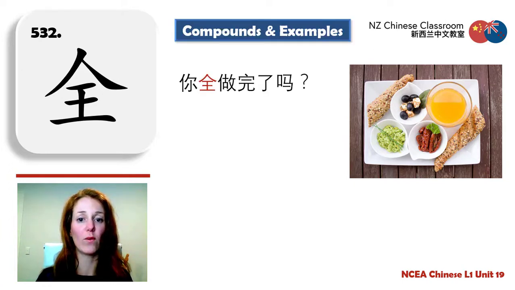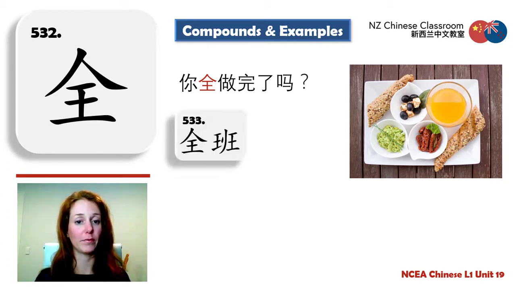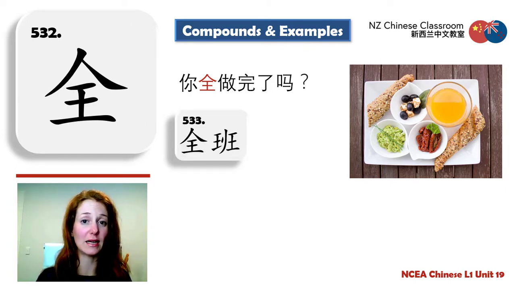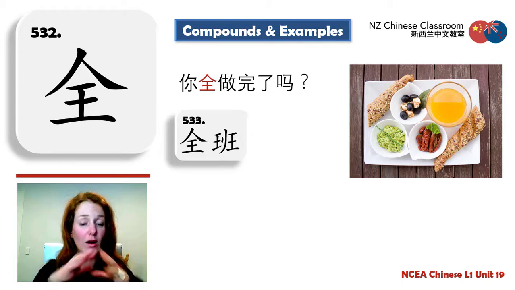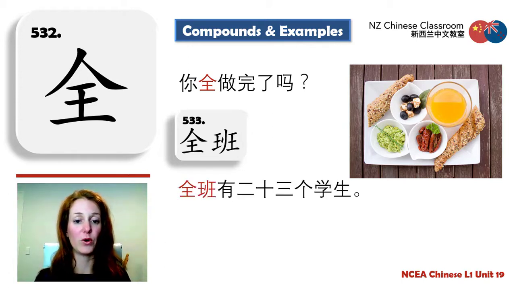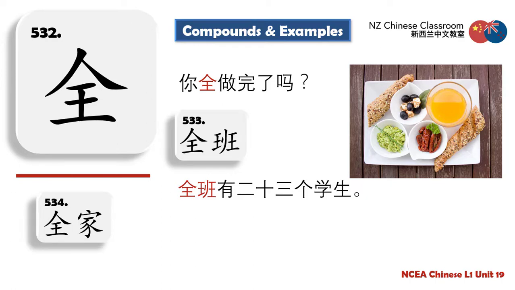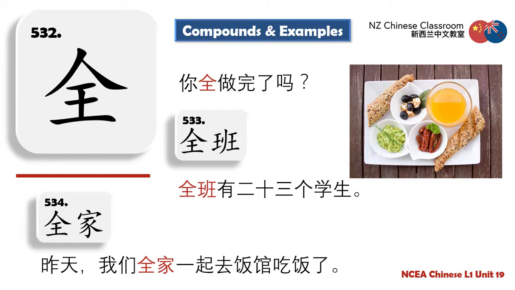So 你全做完了吗? Are you completely finished? 做完了 is finished, and 全 can mean completely as well. Okay, 全班. Remember, a ban is a class of people at school. So 全班 is the whole class. 全班有23个学生. The whole class has 23 people. 全家, same sort of meaning, the whole family this time. 昨天我们全家一起去饭馆吃饭了. Yesterday, our whole family together went to the restaurant to eat.